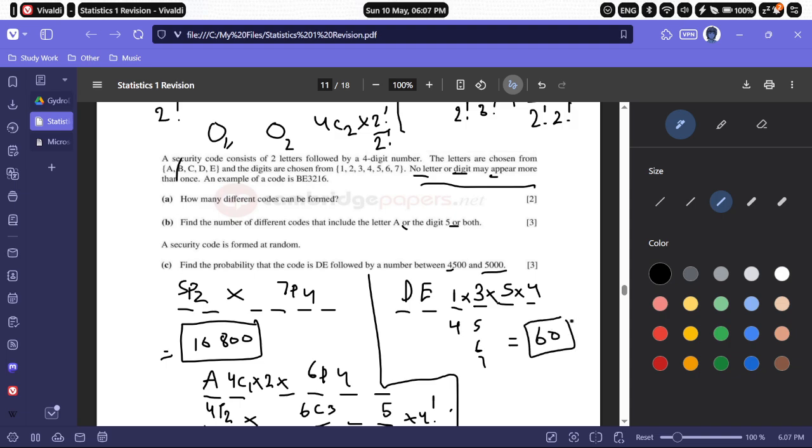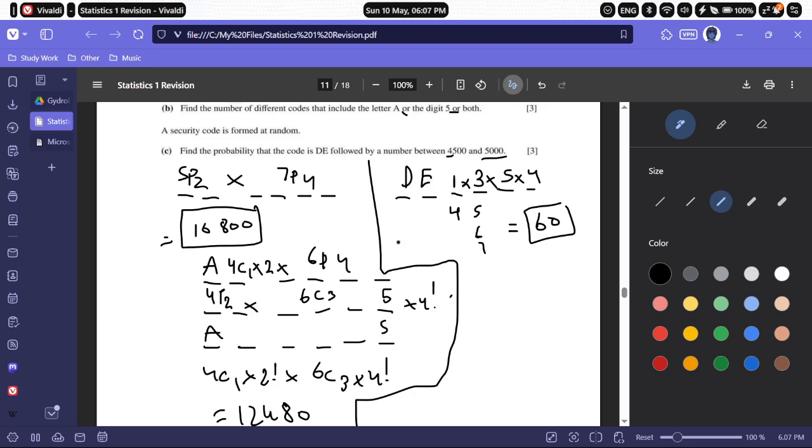And what are your total number of outcomes? So again, your total outcomes are just the number of different codes that can be formed, right? So you just do 60 upon 16800. This is favorable. Total would be 16800. So probability would be 60 upon 16800, which is 1 over 280. Okay.